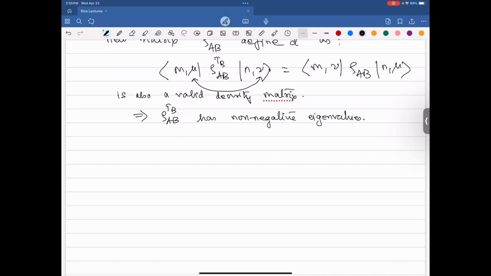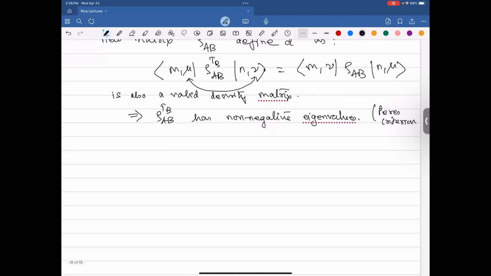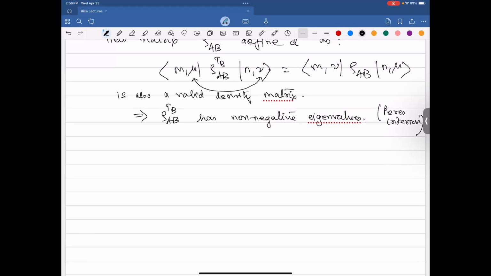And you can convince yourself from this simple formula that this partial transposition actually does not change the trace, because mu and the nu are the same for the trace case. So then we just need to look at the fact that the eigenvalues are non-negative. And this is the Peres criterion that tells us if a mixed state is entangled or not.